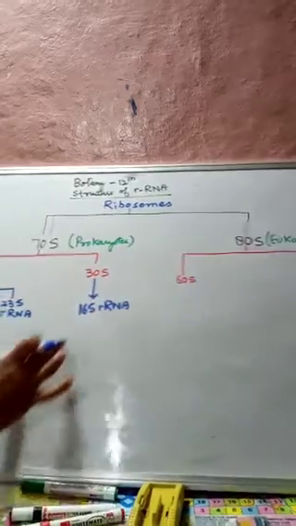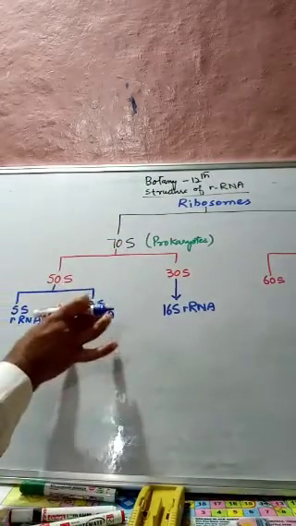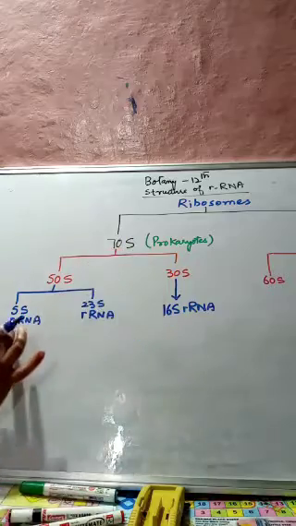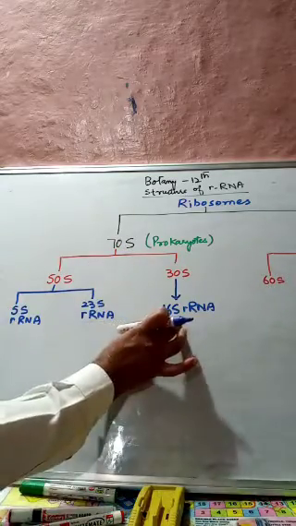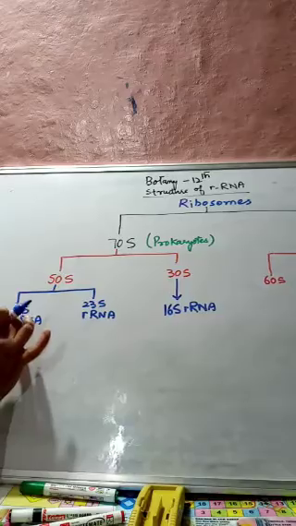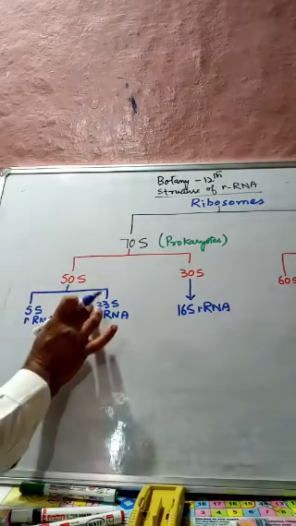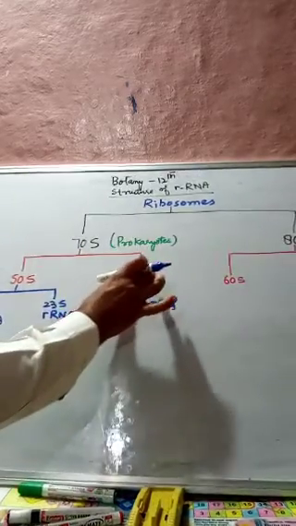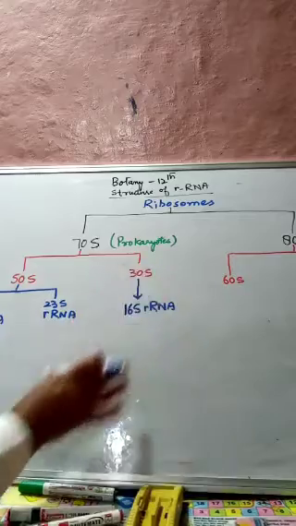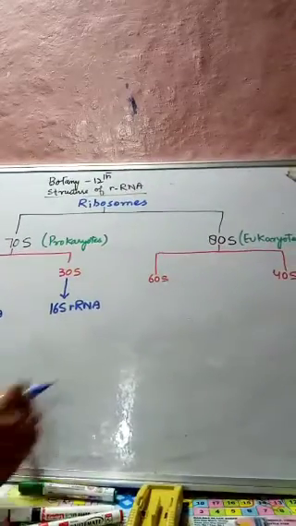This means that the 70S ribosome has three types of RNA. In the bigger subunit we see 5S and 23S, and in the smaller subunit it has the 16S RNA.